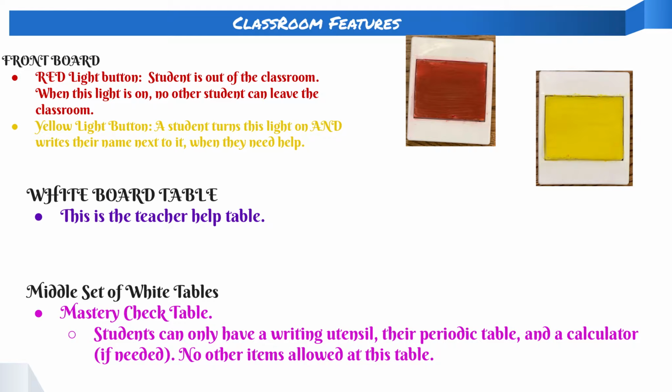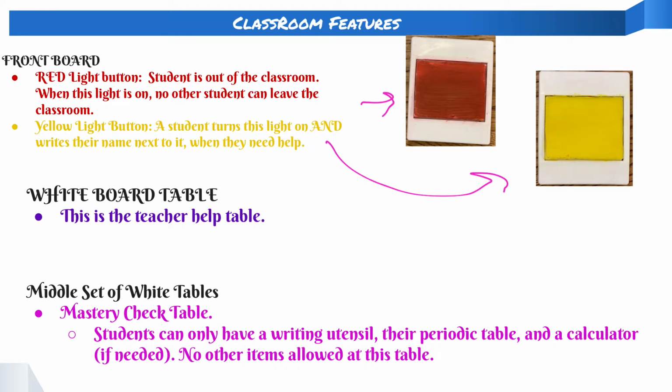In my classroom, on the front whiteboard, there's a red light button, and that's where students turn it on and off when they leave my classroom and return to my classroom. The yellow light button is for students to turn on and put their names under if they need help. If they notice that I am working with another group and don't want to interrupt, they can turn the yellow light on and put their name under it, so that I can help them when I am done with the current group that I'm working with.